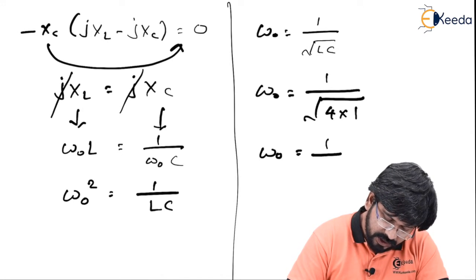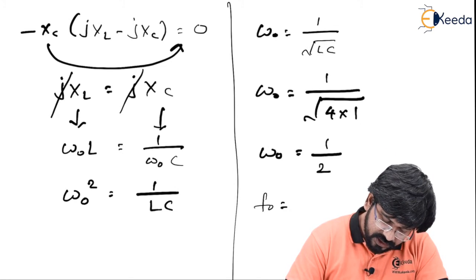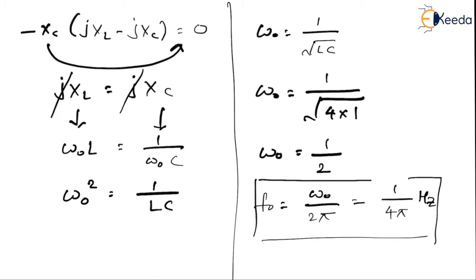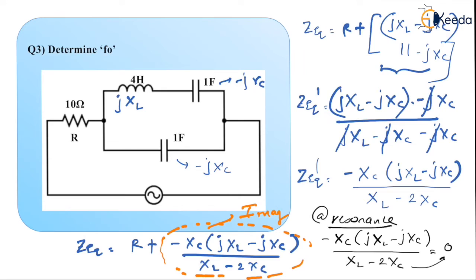Therefore, omega naught becomes simply 1 by 2. And what they are asking us is F naught. Then F naught is omega naught upon 2 pi. Therefore, it is 1 upon 4 pi hertz. So the value of F naught is 1 upon 4 pi hertz, and that was the only question. Simply 1 upon 4 pi hertz.